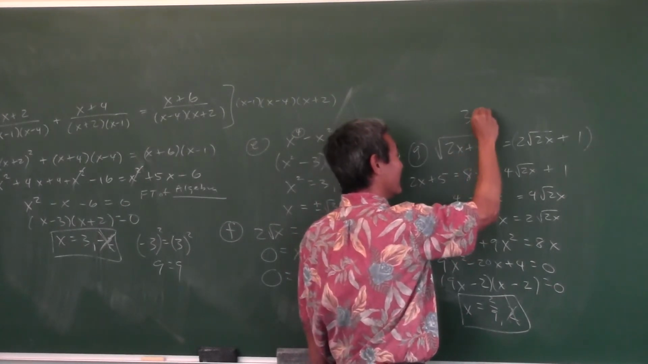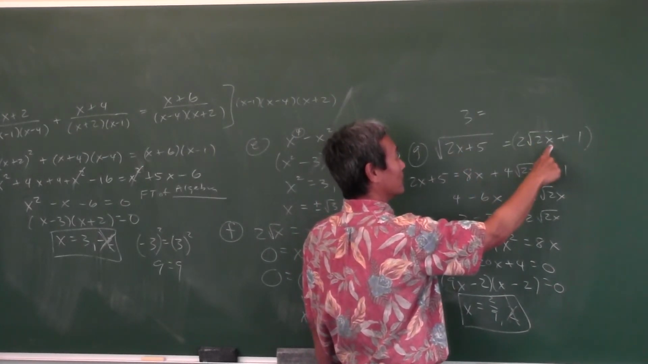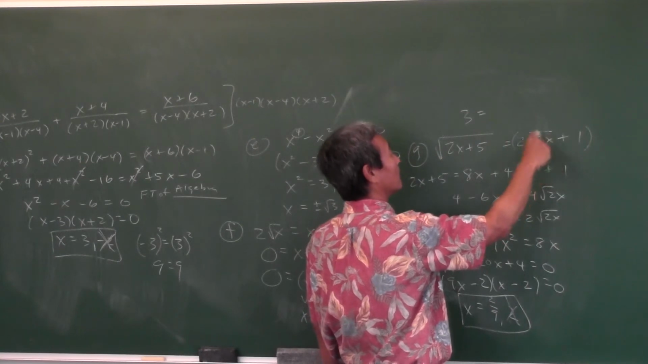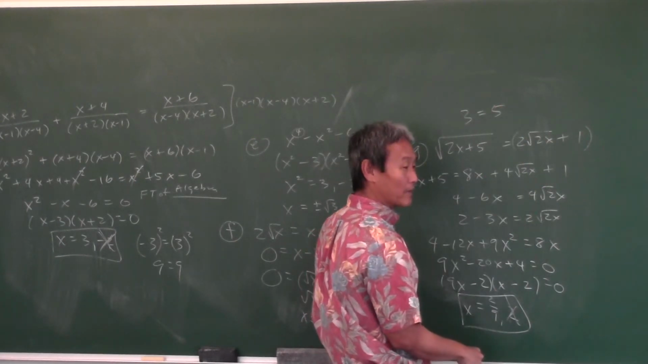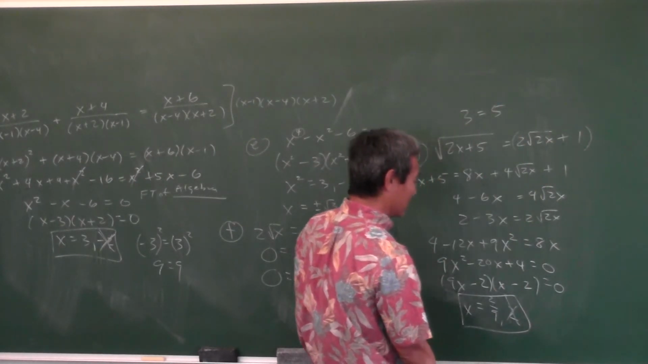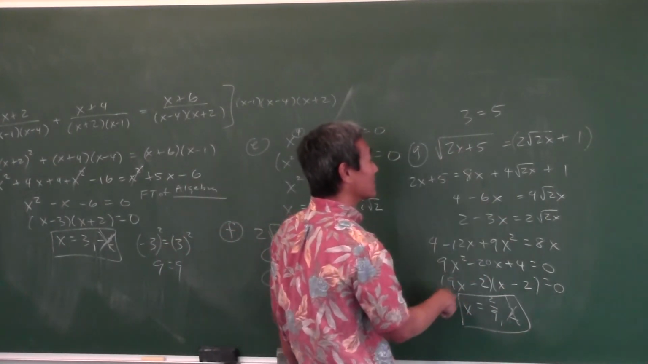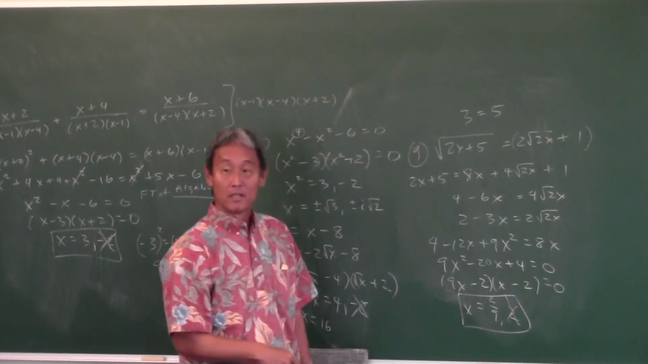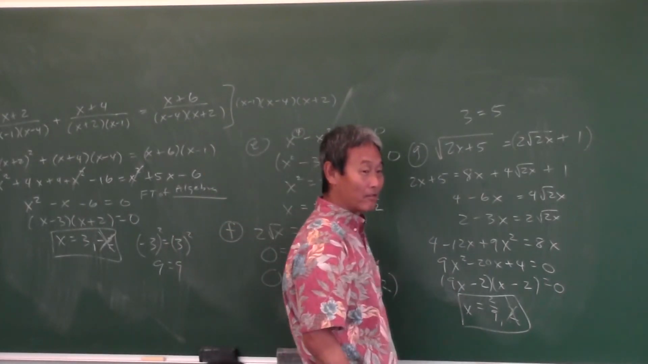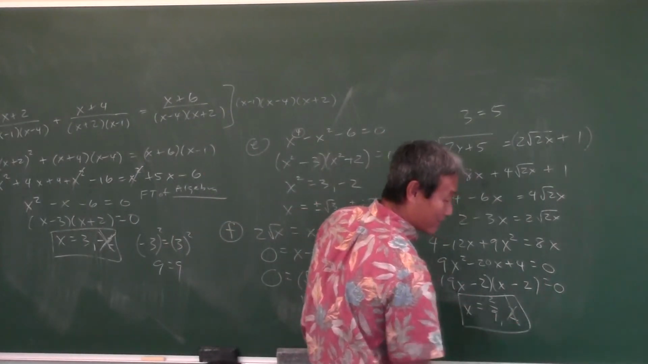You get 3 equals plug in 2. 5. Is that true? Wait, let me get my calculator. No, it's not true. That's why you cross it out. And then if you plug in 29, it comes out true. But see, a lot of you are just copying down now, right? You're not getting the practice of checking.